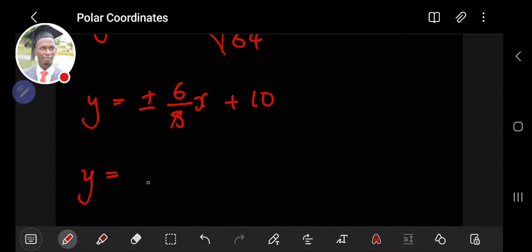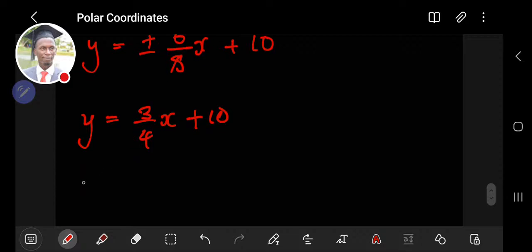6 over 8 we can simplify. This is 3 over 4 x, then plus 10, and the other one is going to be y is equals to minus 3 over 4x plus 10. So these will be the equations for the asymptotes.